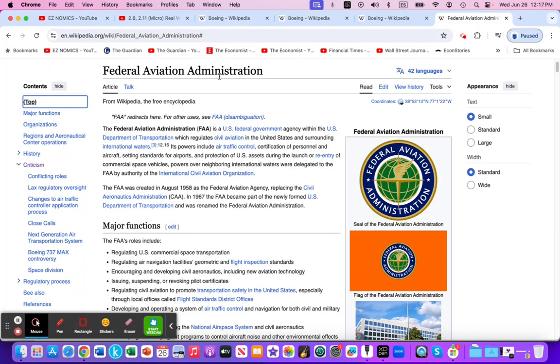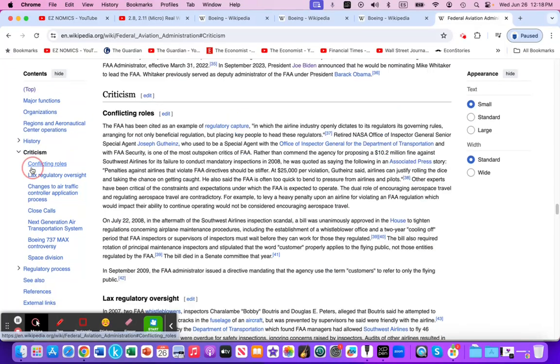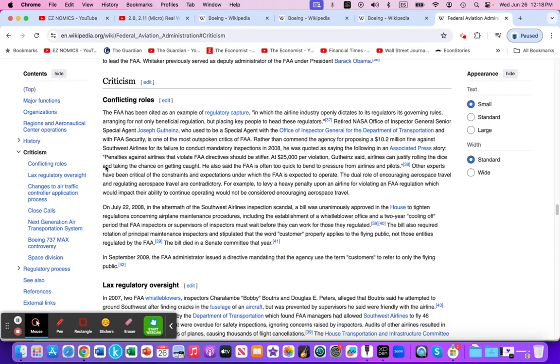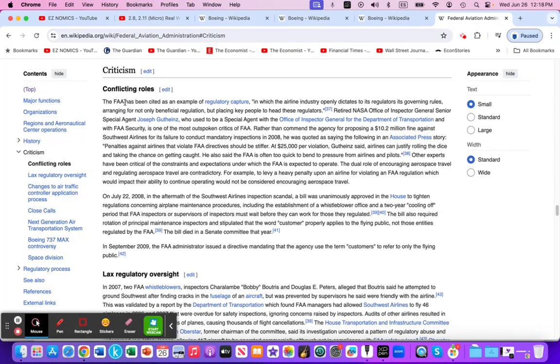The regulatory body in the United States for Boeing and the airline industry is the Federal Aviation Administration. It's a U.S. federal government agency within the U.S. Department of Transportation, which regulates civil aviation in the United States and surrounding international waters. But if we look at the criticisms of the FAA, there's a conflicting role. There's a conflict of interest here. The FAA has been cited as an example of regulatory capture in which the airline industry openly dictates, which is just a crazy idea, to its regulators.